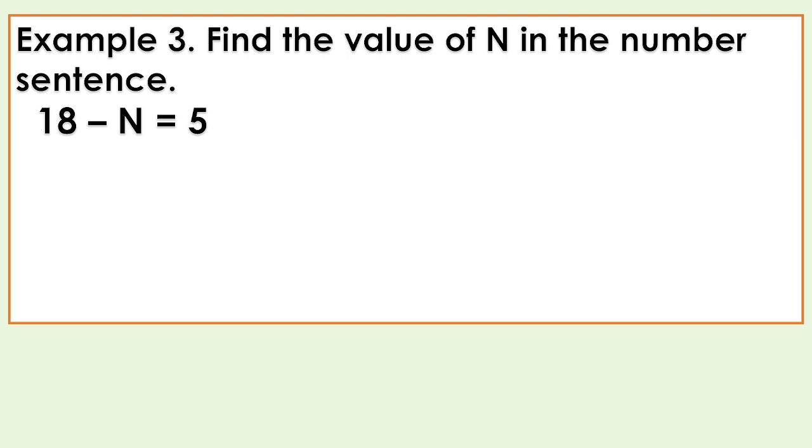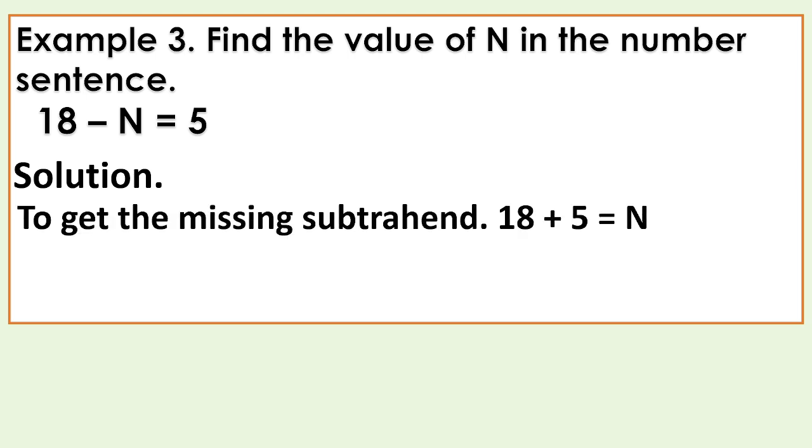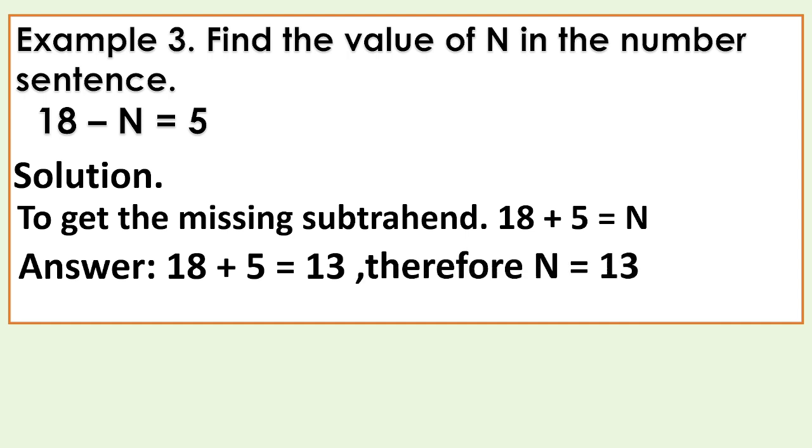Example 3. Find the value of n in the number sentence. 18 minus n equals 5. Solution. To get the missing subtrahend, 18 minus 5 equals n. So the answer, 18 minus 5 equals 13. Therefore, n equals 13.